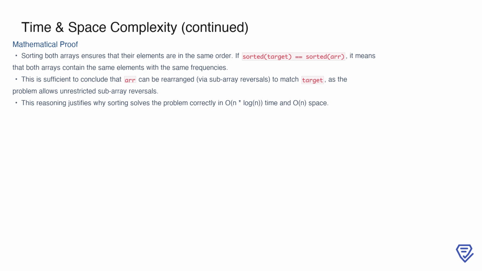Sorting the target and ARR arrays ensures that their elements are placed in the same order. If the sorted versions of these arrays are equal, it confirms that both arrays contain the same elements in identical frequencies. Given that the problem allows unlimited subarray reversals, this equivalence guarantees that ARR can be rearranged to match target. This is because subarray reversals only change the order of elements, not their counts. Therefore, sorting is sufficient to solve the problem, and the time and space complexity of O(n*log n) and O(n), respectively, are both optimal for this approach.